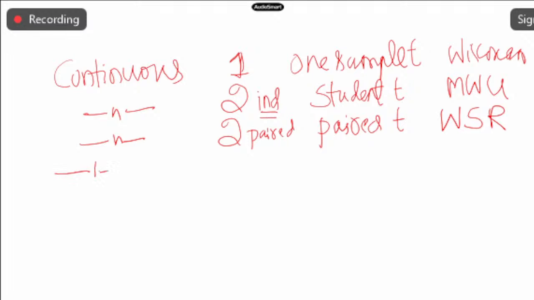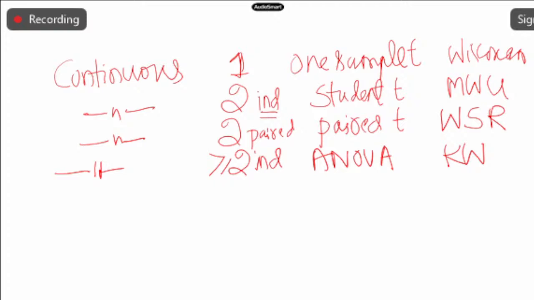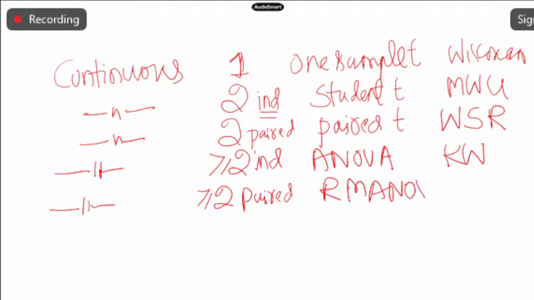When we want to find out whether the continuous variable is varying in more than two mutually exclusive groups, then we do analysis of variance. The alternative is the Kruskal-Wallis test. Now, when you want to find out if the continuous variable is varying in two or more paired groups, then we do repeated measures analysis of variance.